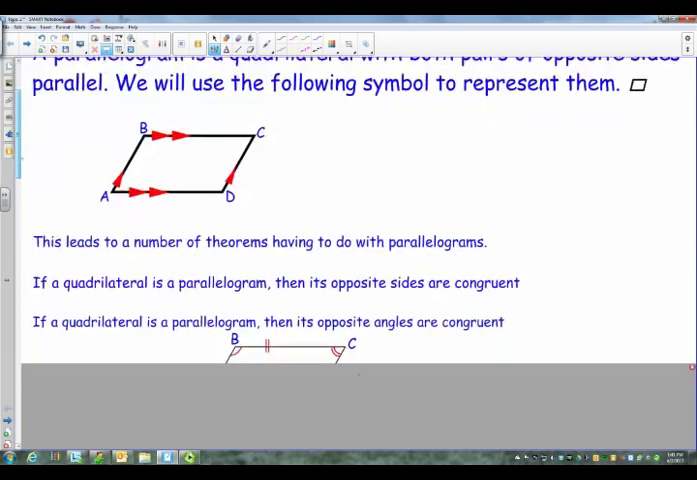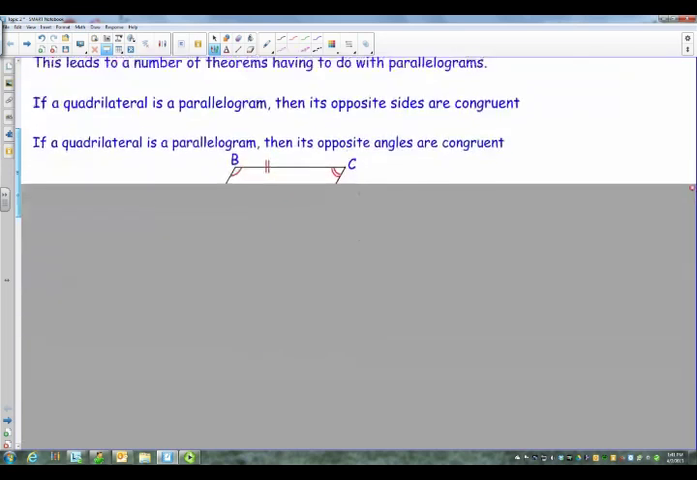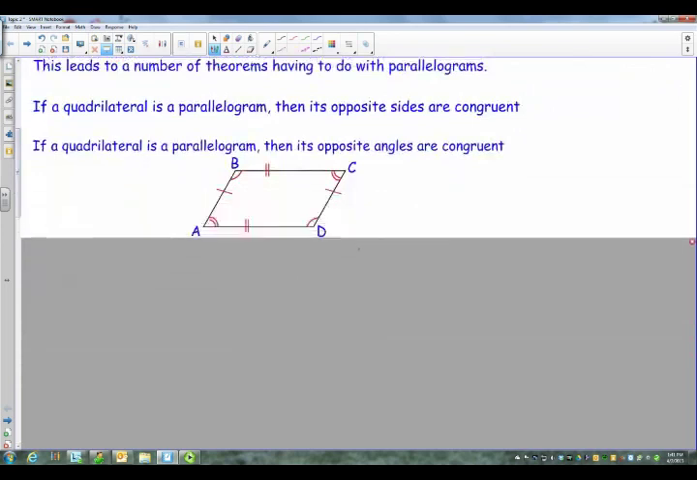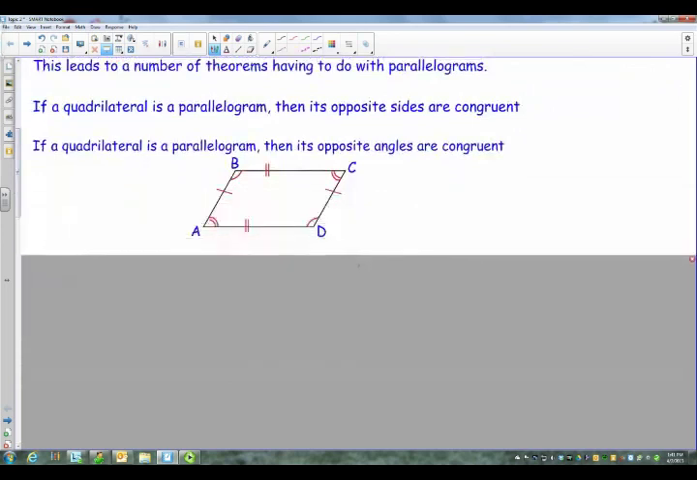Now what this does, it gives us a bunch of theorems having to do with parallelograms. So here's a few of them. If a quadrilateral is a parallelogram, then opposite sides are congruent. So I've got a parallelogram here in this picture. I've got opposite sides congruent here and here. I've got opposite sides congruent here and here. Alright, so if it's a parallelogram, that is the case. They will always be congruent.